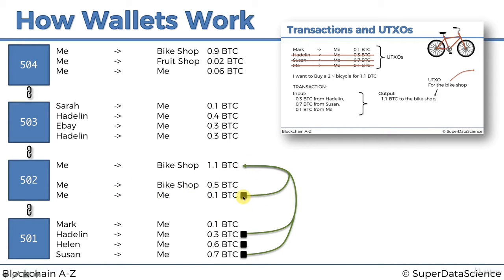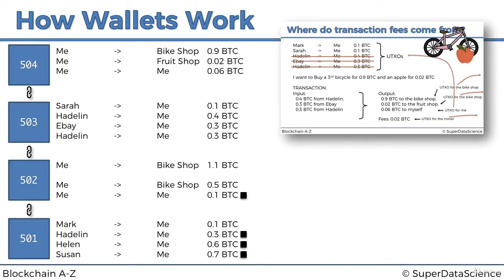And so again, we're going to put big black boxes at the end of these to show us that the transaction outputs have been spent here. Okay. And then on day 3, when I went to buy the third bicycle and the Apple, which UTXOs did I use then? So I used this one, Adlan to me for 0.04 BTC, the eBay transaction 0.03, and Adlan to me 0.3 again. And all of those went into funding these purchases. Bike shop, fruit, and the change went to me.